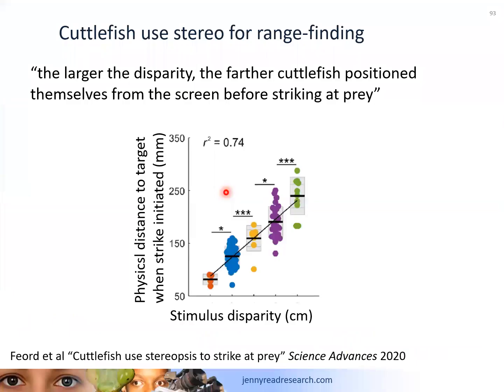So super cool. And again, they find really convincing evidence of stereopsis. This is a key figure from their paper. What they're showing is that as they vary the stimulus disparity, the position that the cuttlefish chooses to strike from varies, right? Because they're always trying to get one tentacle length away from the object. And the distance from the screen depends on the disparity, implying that where they're perceiving the object isn't at the screen depth, but either in front of or behind the screen, depending on the disparity.